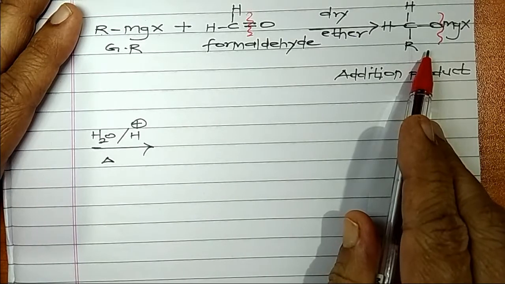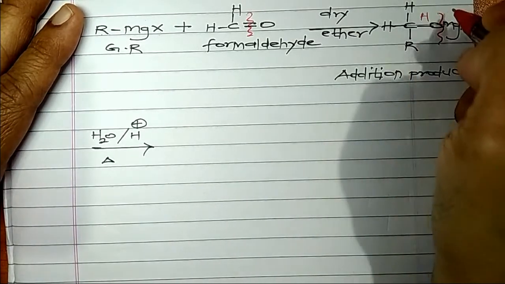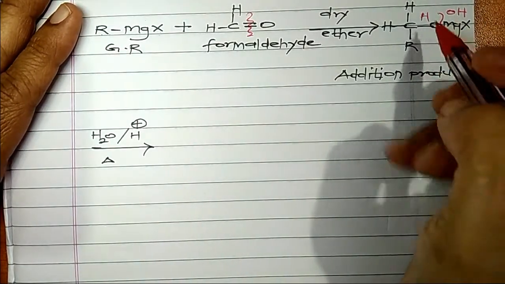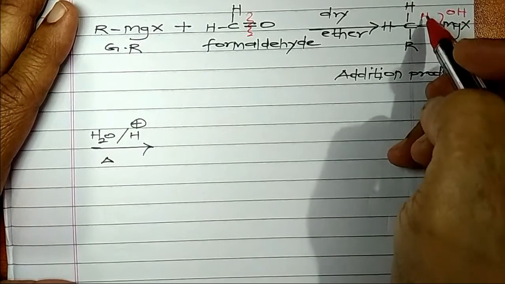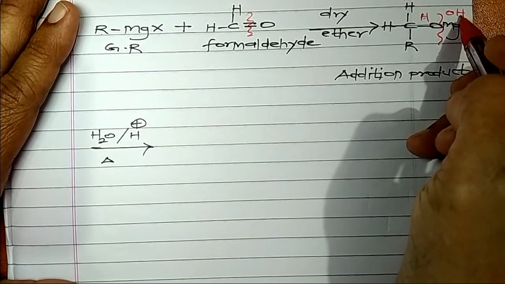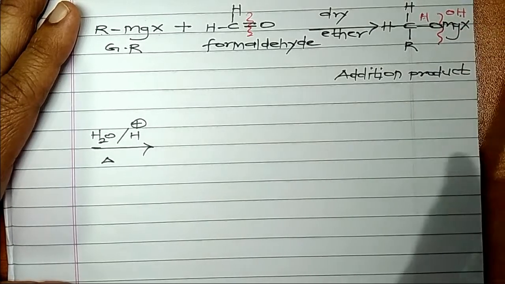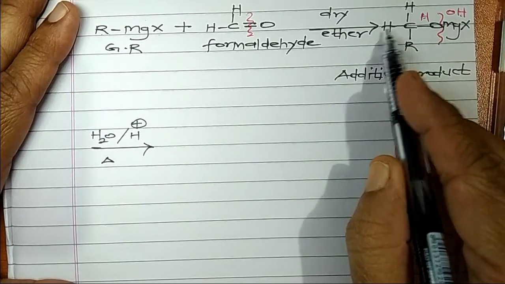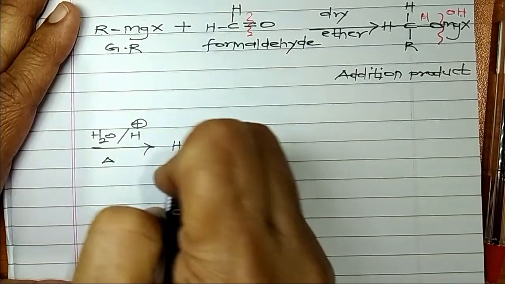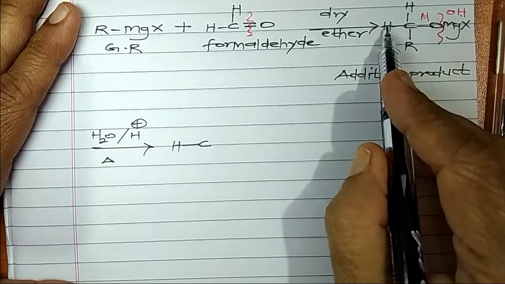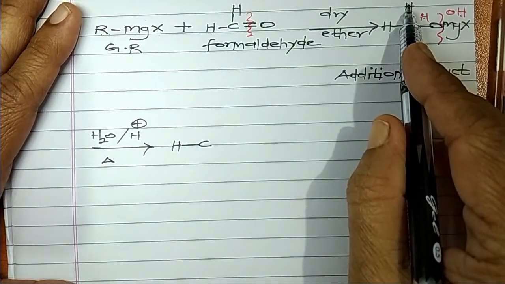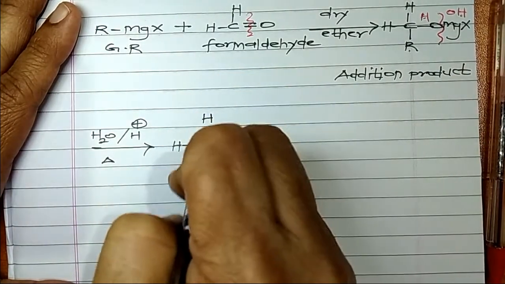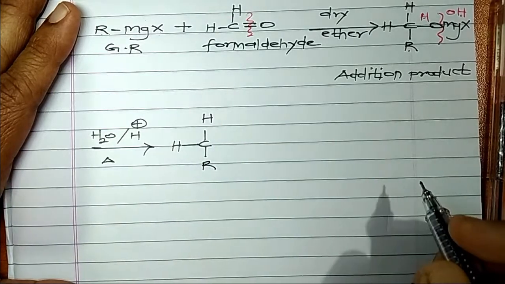Water is nothing but H on one side and OH group on the other side. So water is nothing but H and OH. I put H here and I put OH here. What happens when you do this? You get a compound. Let us read this compound. There is an H at the top and R here at the bottom.